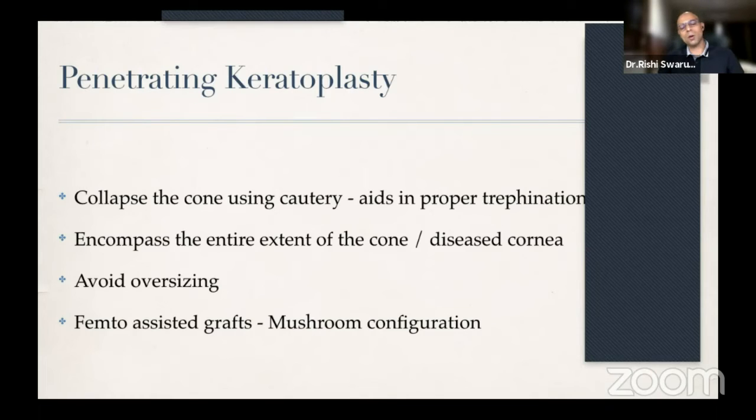Femto-assisted grafts are probably a better idea because the endothelium is largely healthy in these eyes and the problem is in the stroma. So if you use a femto, you can go for a mushroom kind of a configuration in which you do more of the anterior layers.